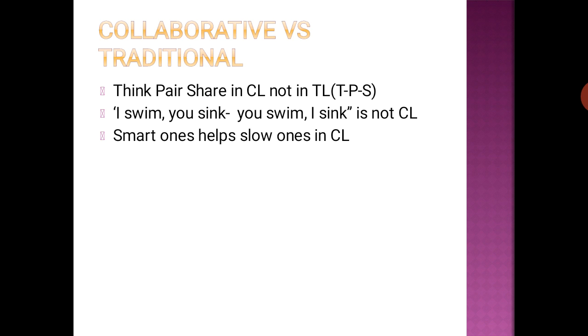Then, I swim, you sink, or you swim, I sink, is not in collaborative learning. This is actually what happens in traditional learning, because everyone is concentrated on their own success or their own activity, whereas in collaborative learning this is not the process. The students help each other. Smart ones help slow ones in collaborative learning. Slower learners are helped by the smarter ones, and they share their knowledge. This is the difference between collaborative learning and the traditional classroom.